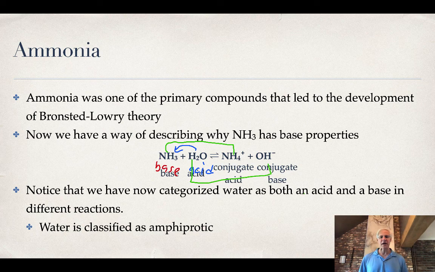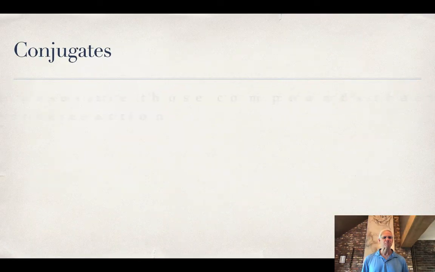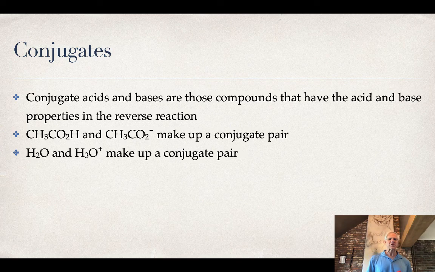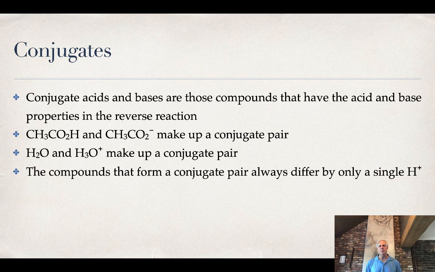Oh, there's our base acid, conjugate base. That should have come up a little earlier, sorry. So let's talk about this idea of conjugates. Conjugate acids and bases are compounds that have the acid and base properties in the reverse reaction.